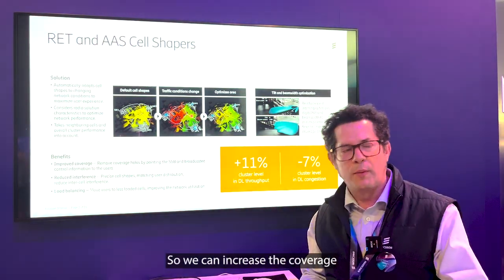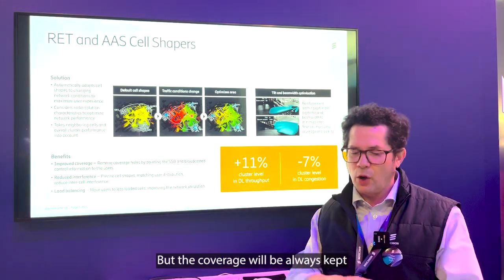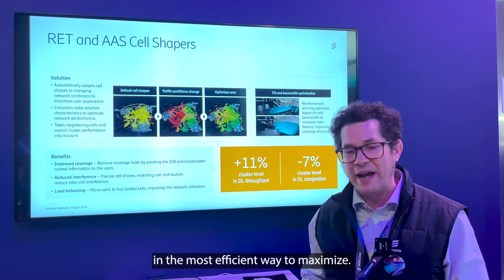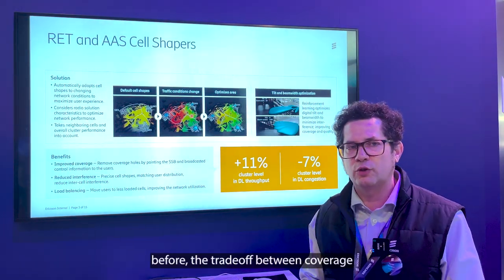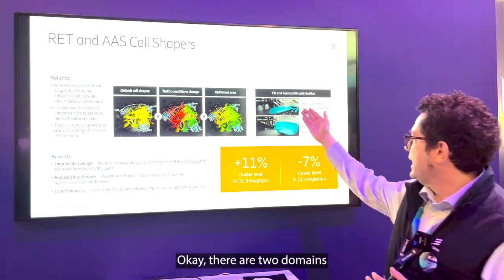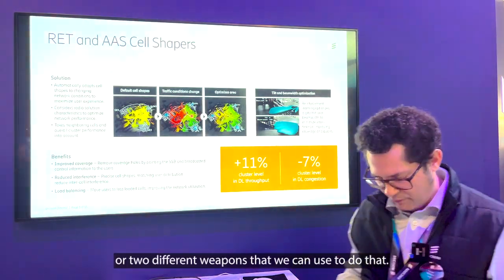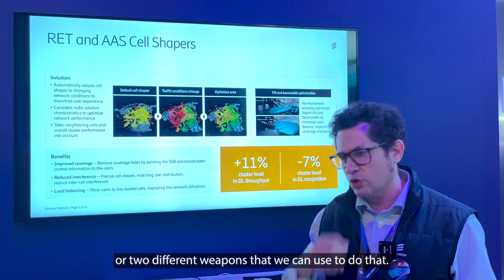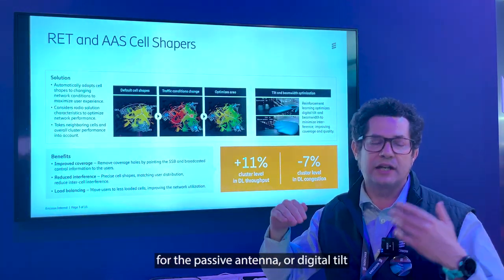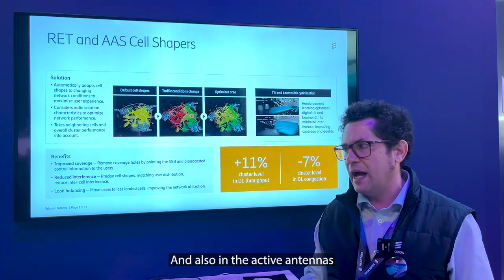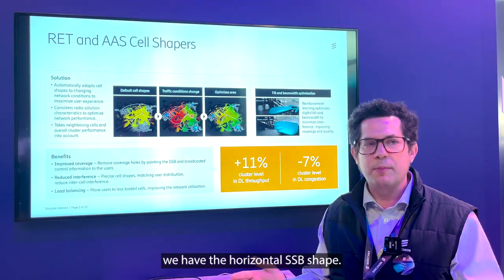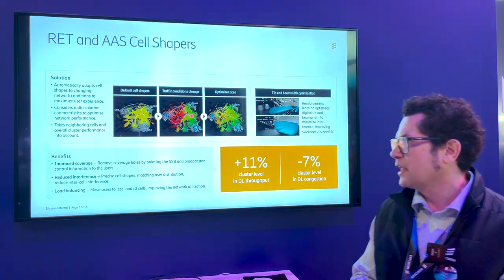So we can increase the coverage in one and reduce it in the other, but the coverage will always be kept and the traffic will be balanced in the most efficient way to maximize, as I said before, the trade-off between coverage, capacity, and quality. Okay? There are two domains, or two different weapons, that we can use to do that. One is the vertical domain, in the red, for the passive antenna or digital tilt for the active antennas. And also in the active antennas, we have the horizontal SSB shape, so horizontal domain optimization.